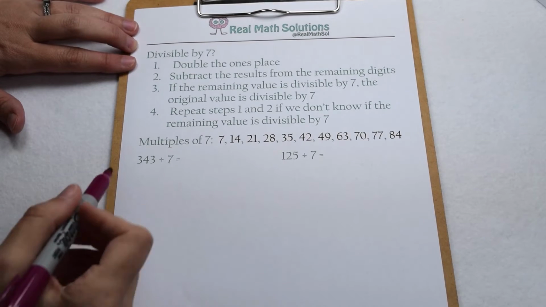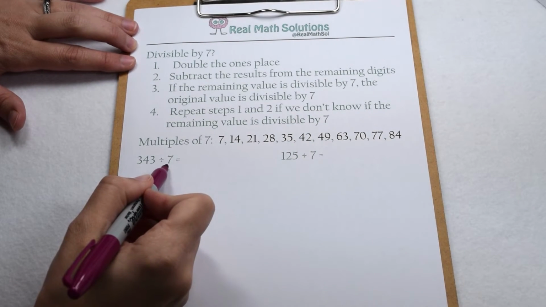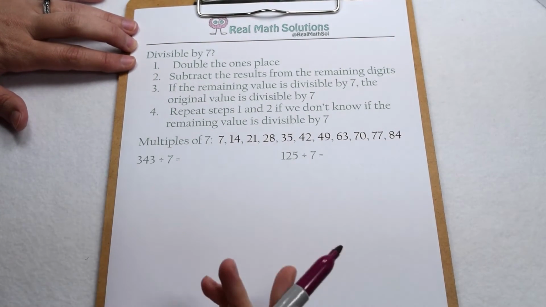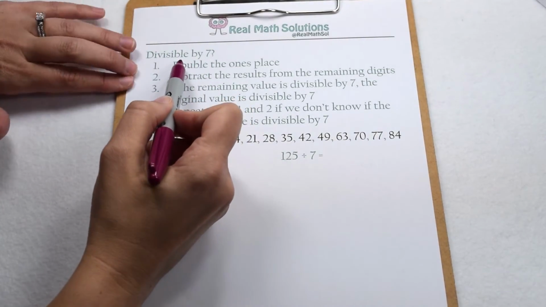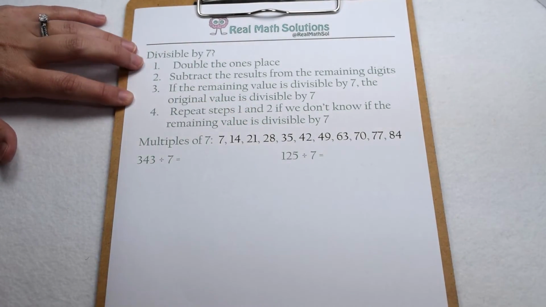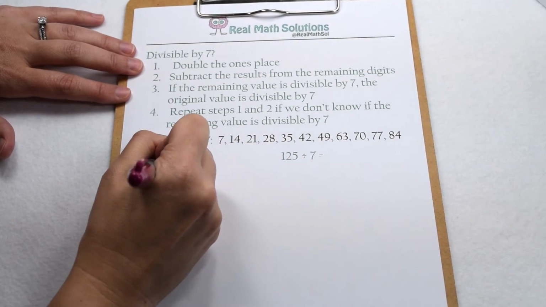In a division problem, the dividend tells us how much we have, and the divisor tells us how we're going to group or share it. If we want to know if a number is divisible by 7, there's a few steps we're going to have to go through to test the dividend. First off, in our dividend, we need to double the ones place.